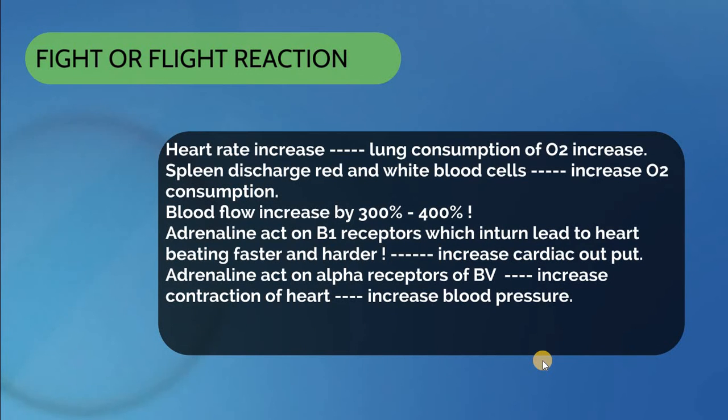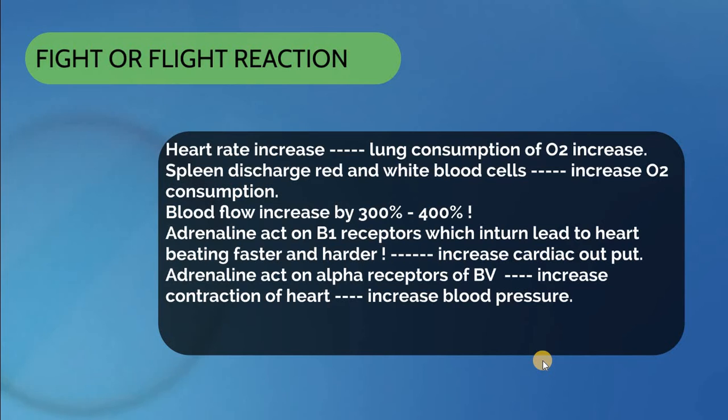Fight or flight reaction. In this case, heart rate increases, lung consumption of O2 increases, and the spleen discharges red and white blood cells, leading to increased oxygen consumption. And the blood flow will increase by 300 to 400%.